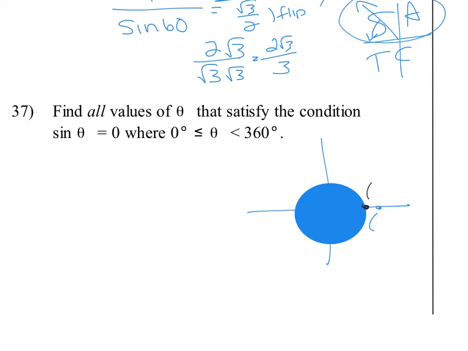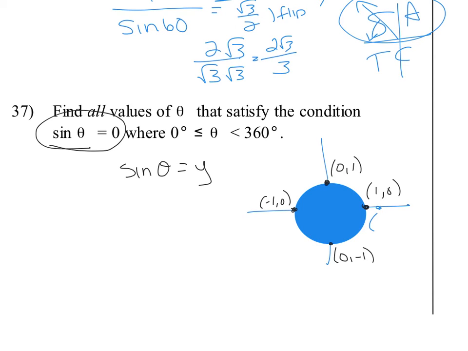Right here the coordinates are 1, 0. Up here, if this is the unit circle, it is 0, 1. This one is negative 1, 0. And this is 0, negative 1. So where are all the values that satisfy sine theta equals 0? Remember, sine is y. So where are the y values 0? Here's a y value that's 0, and here's a y value that's 0. Y is -1 here, 1 here.